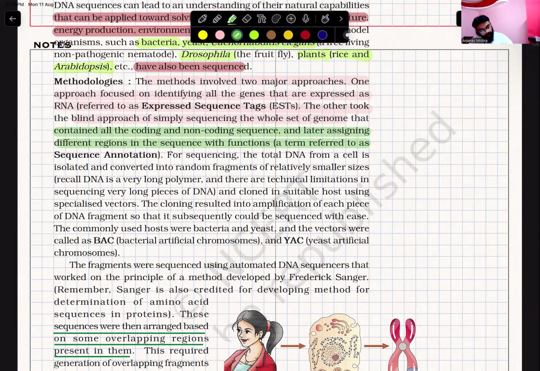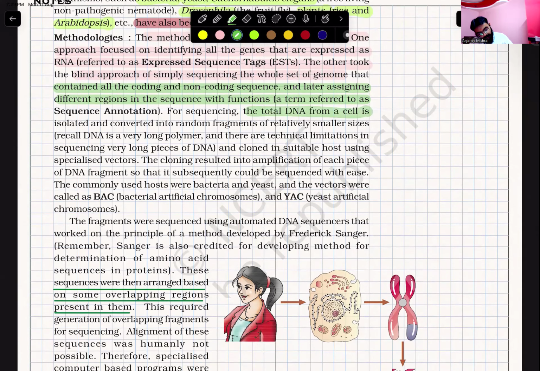Yeah. Then for sequencing the total DNA from a cell, it is first isolated and converted into random fragments of relatively smaller sizes and then cloned in suitable hosts using specialized vectors. If you have studied a little bit of biotech, then you would know that there are two ways of cloning any DNA fragment. Either you can use PCR or you can use vectors. What are vectors? These are basically plasmid-like things, where you put your choice of DNA and as many times as the plasmid copies, that many times your DNA copies. Is that okay? Yes, sir. And the vectors that were used were called BAC and YAC.